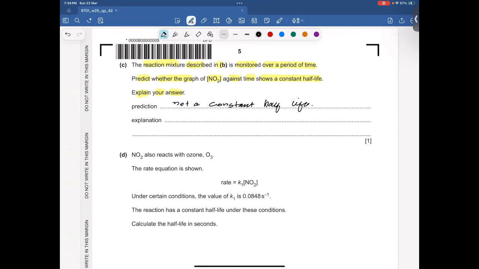Explanation: because overall order is second. And in a second order reaction, we don't have a constant half-life. In fact, in the second order reaction, the half-life or the successive half-life increases. All right. That's what we have done in the class.